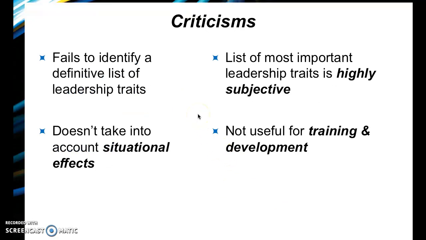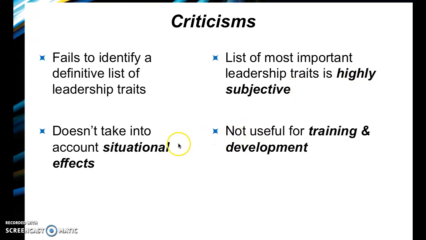Some weaknesses are that we have failed to identify a definitive list of traits. This could be highly subjective, as to what traits work, or what kinds of leaders are effective in different situations based upon their traits. And do leaders need these traits? Certain coaches need traits, or teachers need traits. So that gets highly subjective.